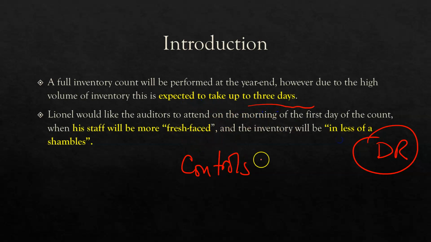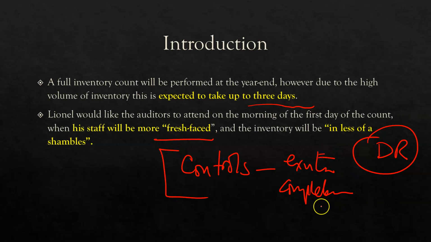The key point here is that controls help us assess existence and completeness. And if we can't be there for the 3 days, and if we have staff who aren't fresh-faced, there are risks over these assertions. So there's the risk that the valuation of inventory would be incomplete, or probably understated, or there'd be errors. That's where we're really going with that.